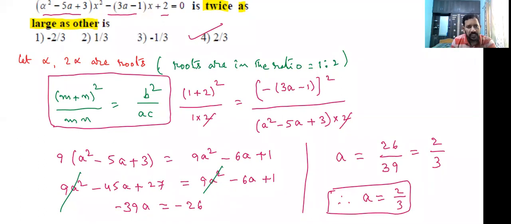So one root is twice as large as the other. That means the roots are in the ratio 1:2. Okay. So if the roots are in the ratio m:n, this is the shortcut formula: (m plus n) whole square divided by mn is equal to b square by ac. There substitute the m, n values and the x square, x, constant terms, you will get the answer.